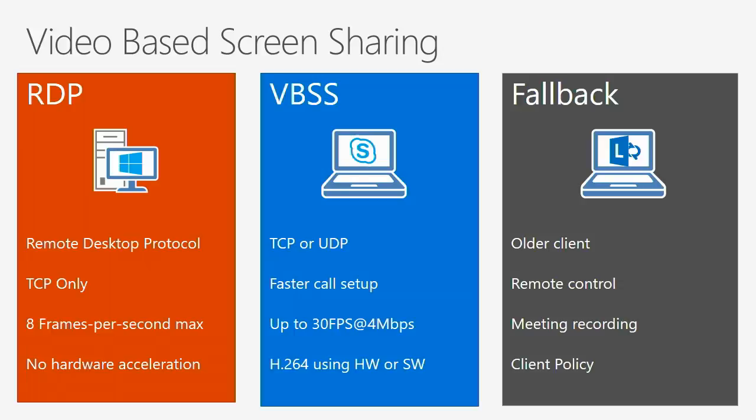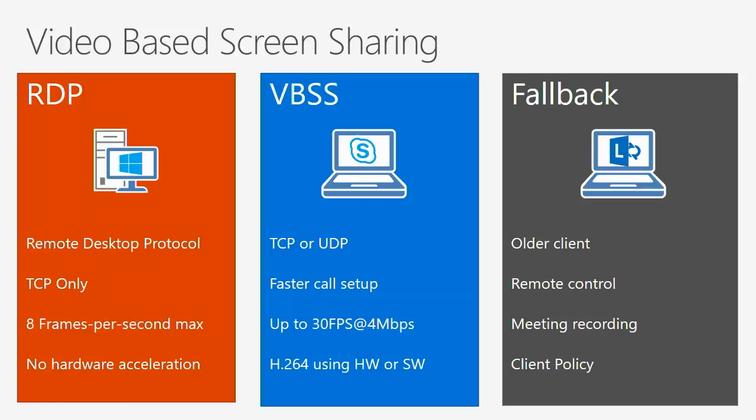We do fallback, so anybody in here very, very savvy with Wireshark? You'll notice that when I'm doing VBSS, or video-based screen sharing, we still have some RDP signaling going on, and that's for fallback. So that's if an older client joins, or if, you know, Vakteng requests control in a meeting, it'll fall back to RDP. Or if I enable meeting recording.